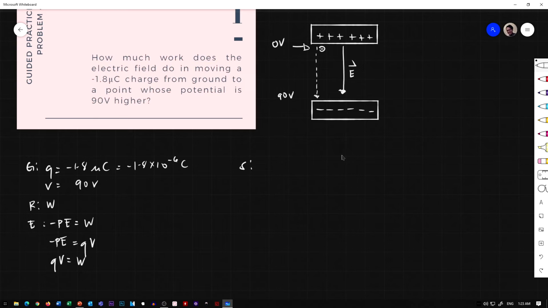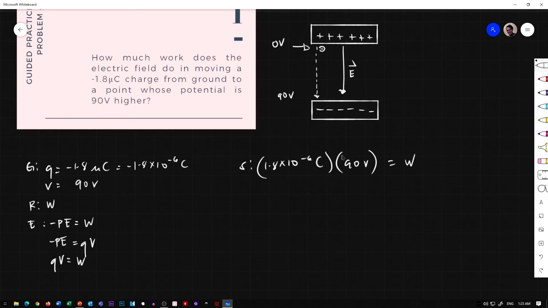Okay, so of course there's no such thing as negative work, so what you're going to do is take the absolute value. So this will be 1.8 times 10 to the negative 6 coulombs multiplied by our voltage, 90 volts, equal to work. Okay, so there's that. By the way, let me show you the derivation.